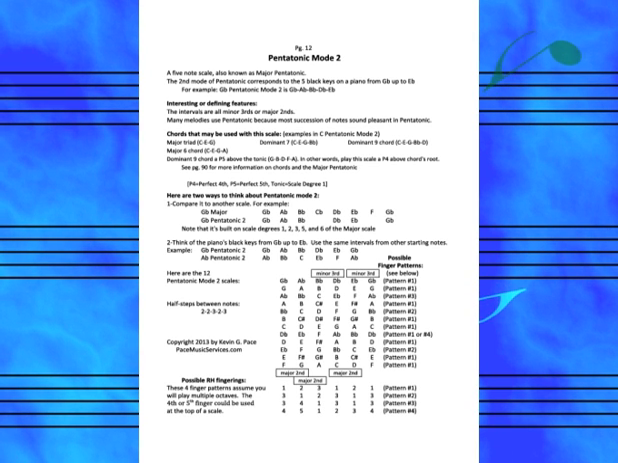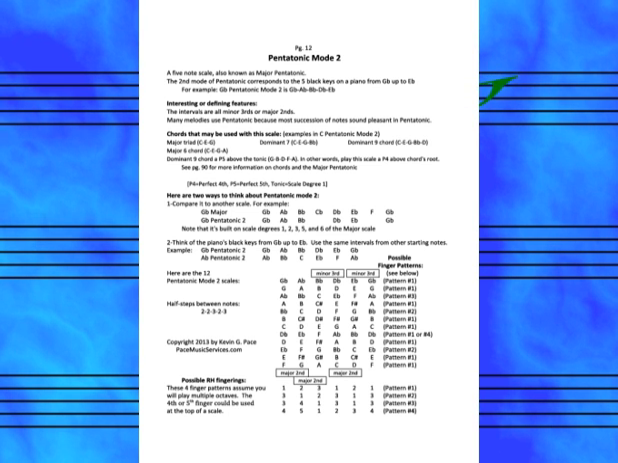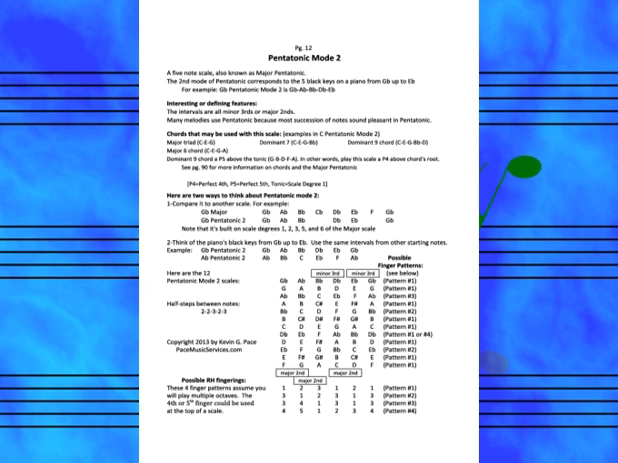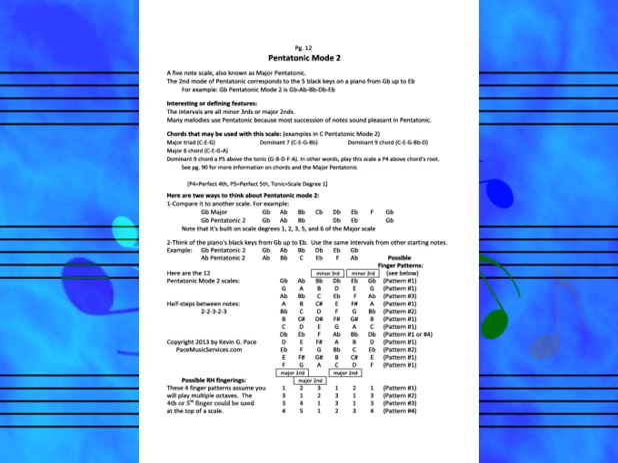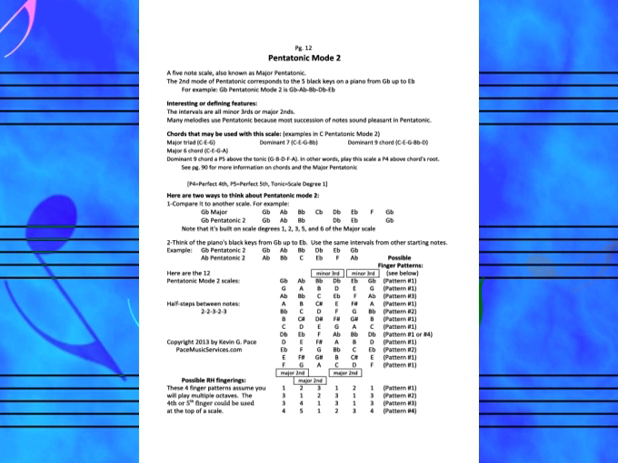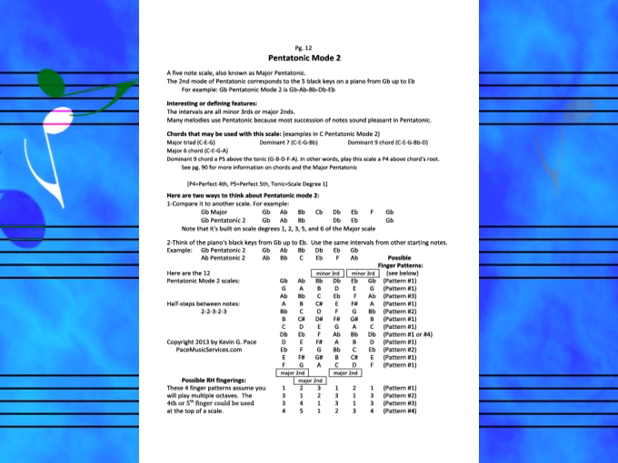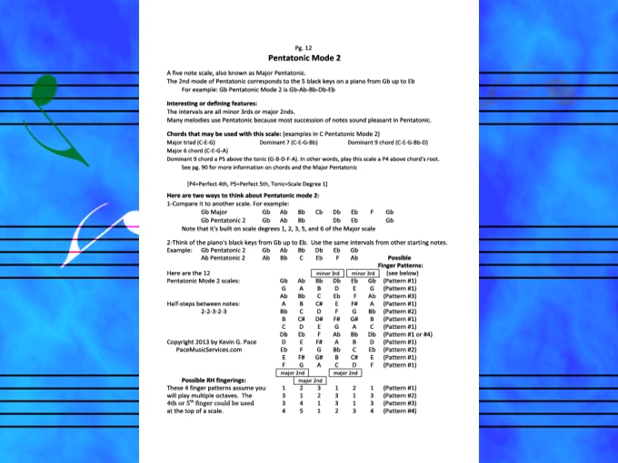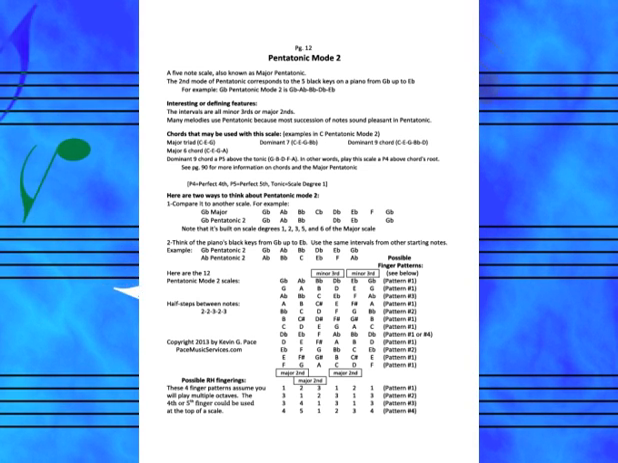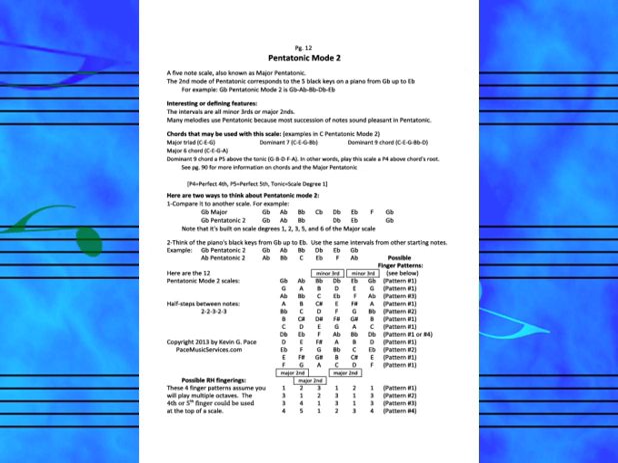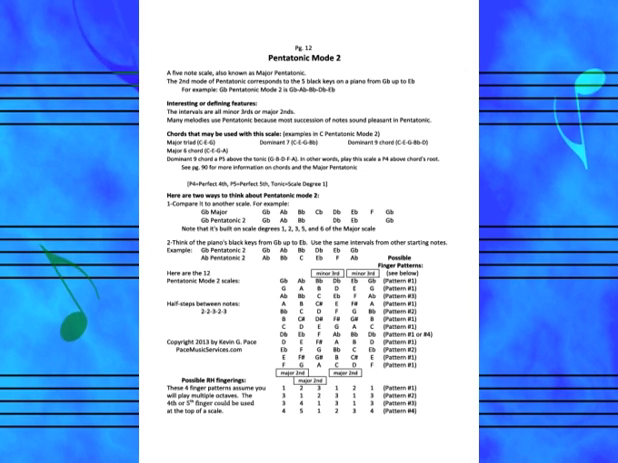Here's the second pentatonic mode, usually called major pentatonic. This is a 5-note scale. The major pentatonic scale corresponds to the 5 black keys on a piano from G flat up to E flat. For example, G flat major pentatonic consists of the notes G flat, A flat, B flat, D flat, and E flat. Here are some interesting or defining features.